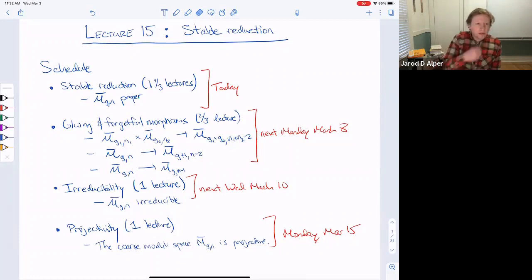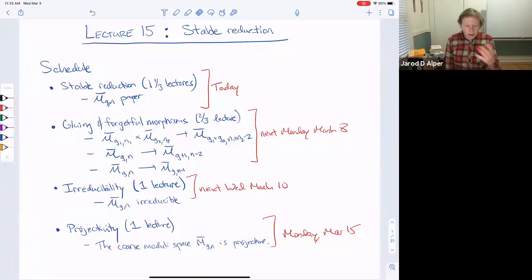Okay, maybe it's a good time to just formally start. So this is now the 15th lecture, and I'm going to cover today one of the more difficult and important topics in the moduli theory of stable curves, namely stable reduction.